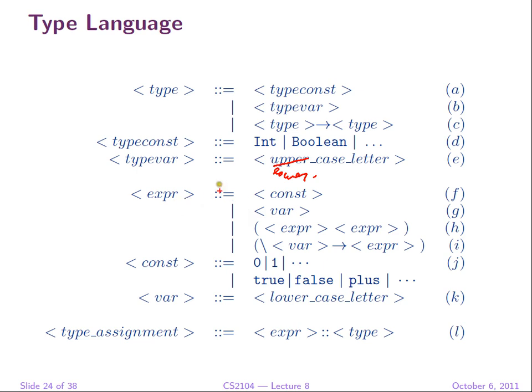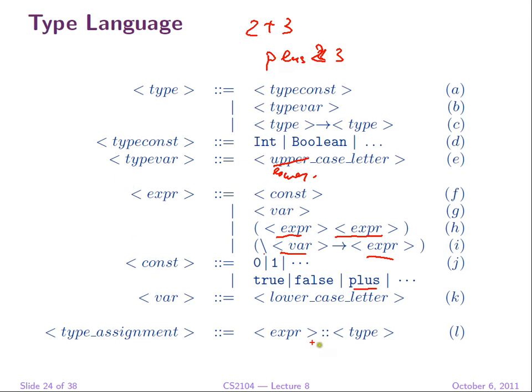An expression is what? It's a constant, a variable, applying a function to an argument, or a lambda abstraction, backslash variable expression. So this is the language. Constants are 0, 1, true, false, and plus is a constant. We're not going to write 2 plus 3, because it's too complicated, and this is a shortcut for plus 2 3. So we're not going to do the operator thing. We're going to keep things simple.